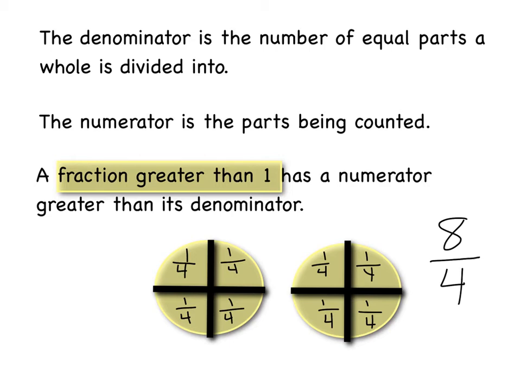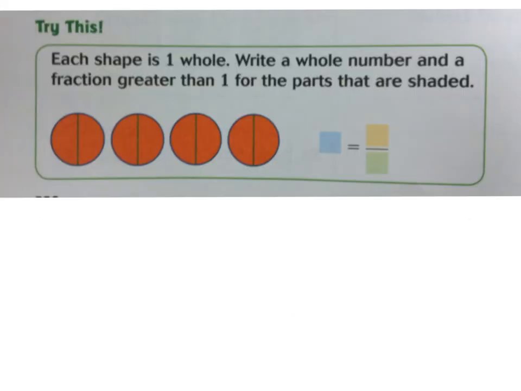A fraction greater than 1 has a numerator greater than its denominator. Let's try this problem together. Each shape is one whole. Write a whole number and a fraction greater than 1 for the parts that are shaded. If I count each whole, I notice that there are 1, 2, 3, 4. So my whole number would be 4.